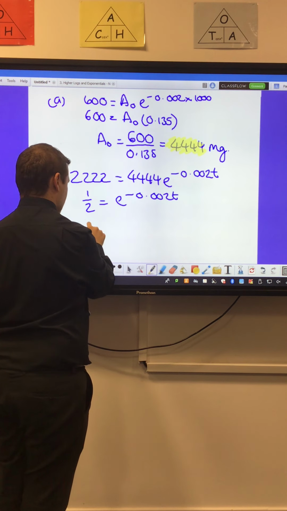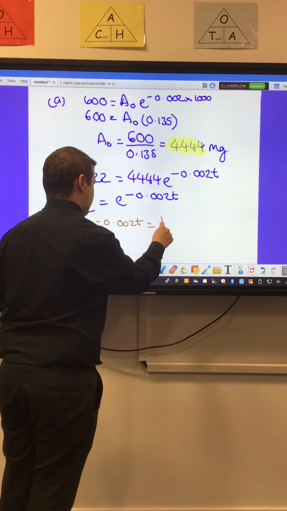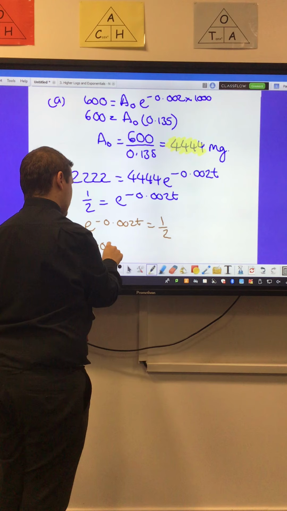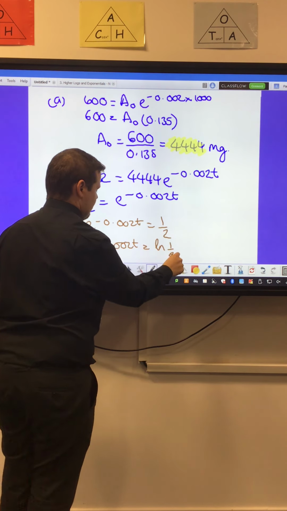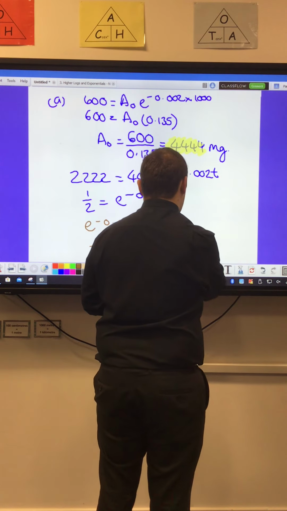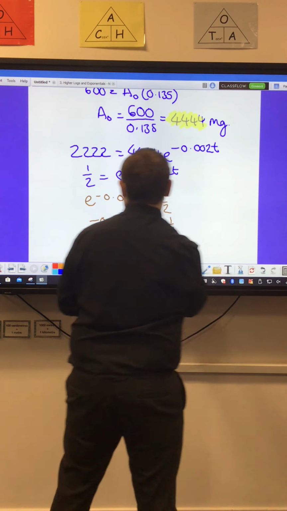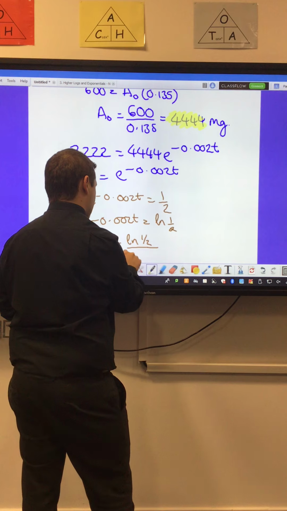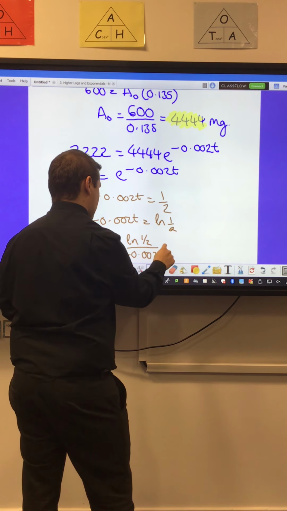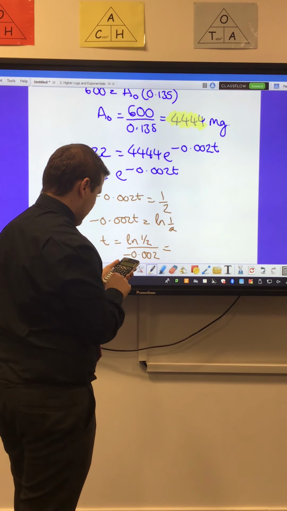I'm going to flip it around first, sorry. E to the negative 0.002t is a half. That is negative 0.002t is ln of a half. So what have I got? T is ln of a half all over negative 0.002. Into the calculator, ln of 0.5, probably easier putting that in, divided by negative 0.002.